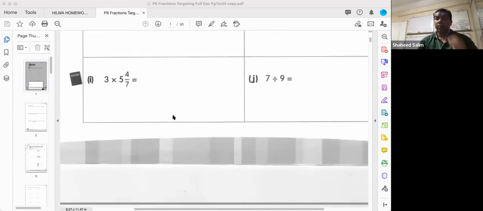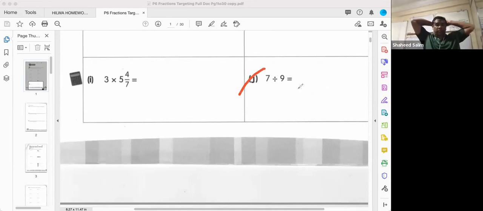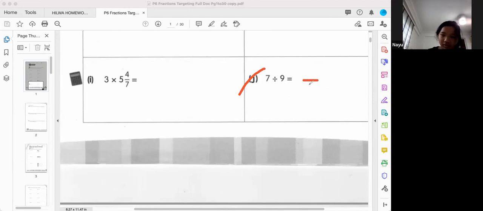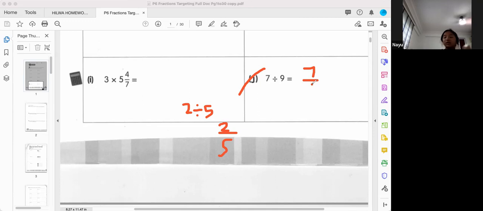Okay. We try J. You know how to do J? Very easy. Your answer is? No need to do working, just tell me straight. This divided by this, which one should be below? 7. Always, okay, let's say 2 divided by 5. 2 is on top, 5 is below. 7 divided by 9, what is on top? 7. What is below? 9. That's it.